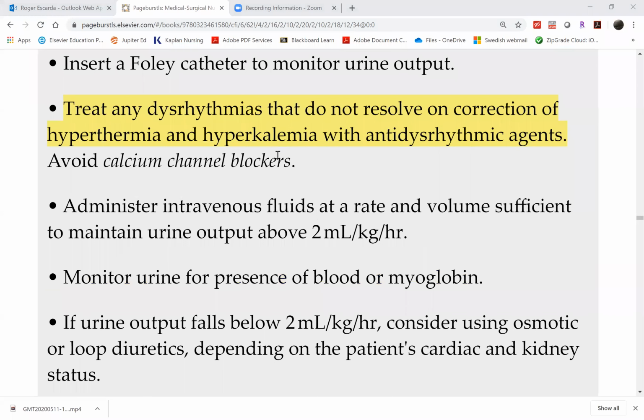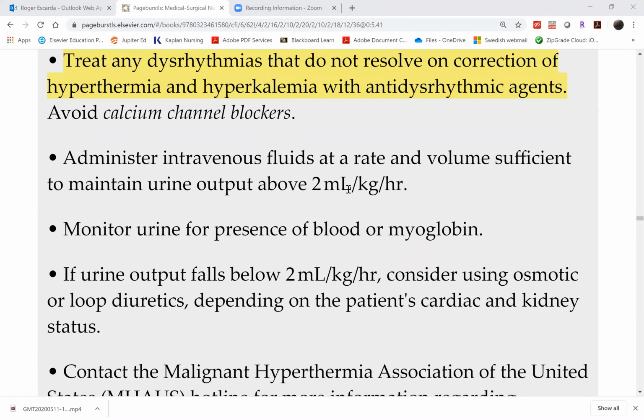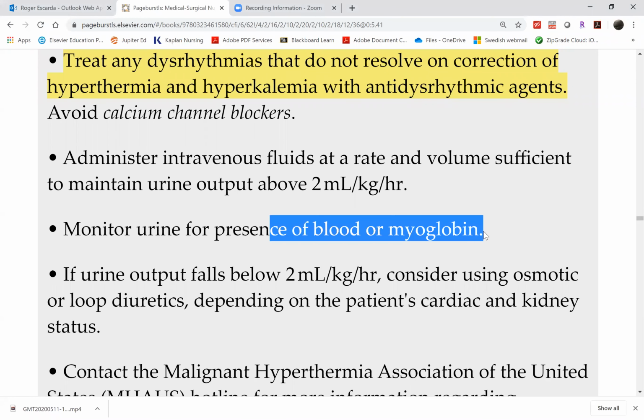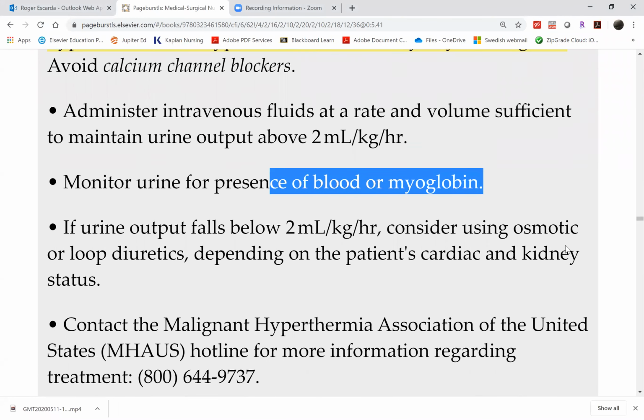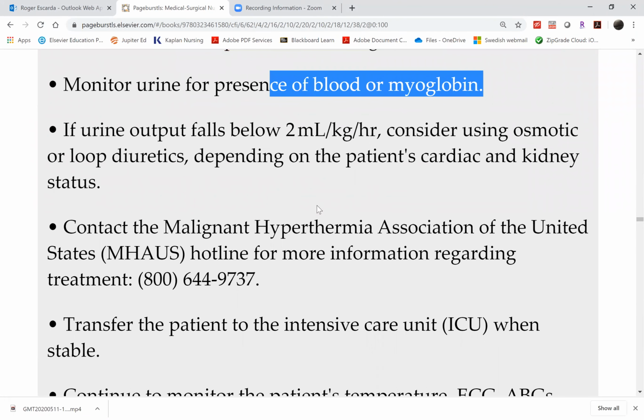This is where the lidocaine comes in for the dysrhythmias. And we give fluids just to maintain kidney function. Again, they are at risk for kidney injury because of this myoglobin here. And hopefully this patient survives. Of course, they are critical, so they go to ICU.